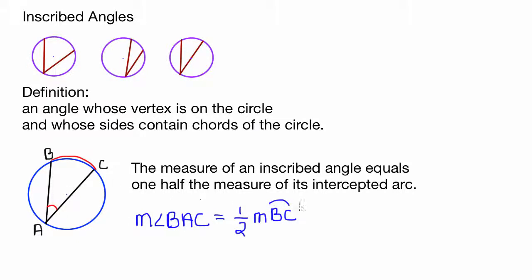Perfect. So for example, if the measure of angle A or angle BAC were 40, let's say, then the measure of arc BC would equal 80. Okay? So just remember that the measure of the inscribed angle is going to equal 1/2 the measure of its intercepted arc. So if BC were 100, angle BAC would be 50.